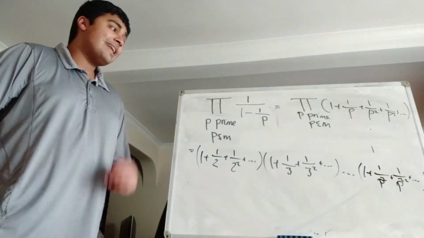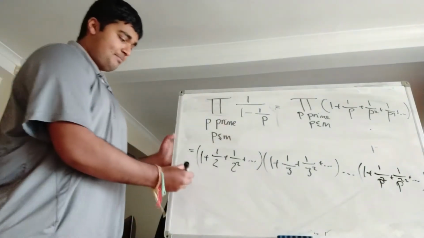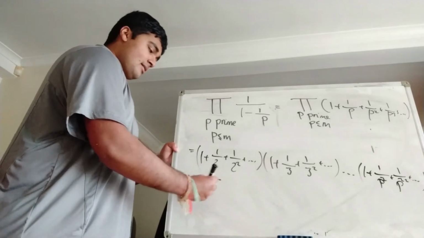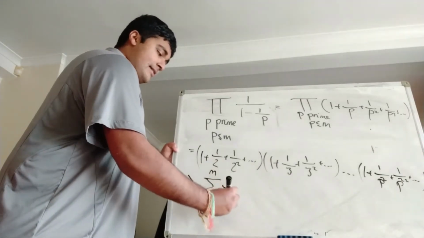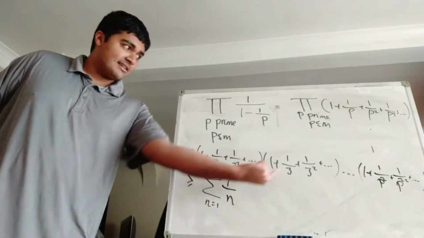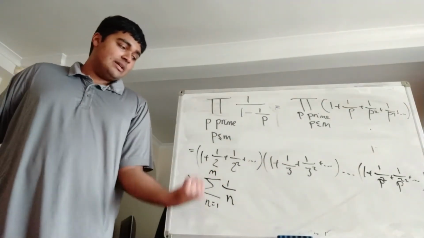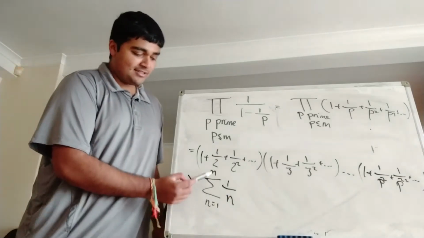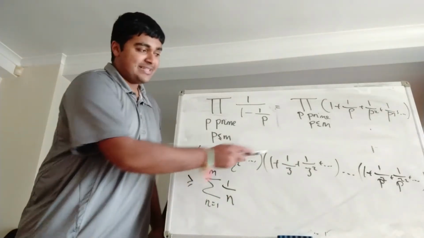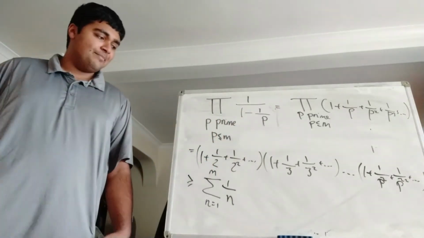But now I claim that this is bigger than or equal to the sum from n equals 1 to m of 1 over n. So I claim that this product here is bigger than or equal to this sum here. Now, why is this true? Well, I claim that for any n in this range, 1 over n is going to be somewhere in this product here. Now, why is that true?